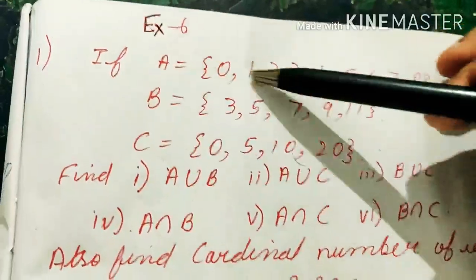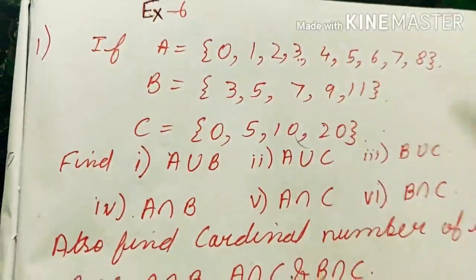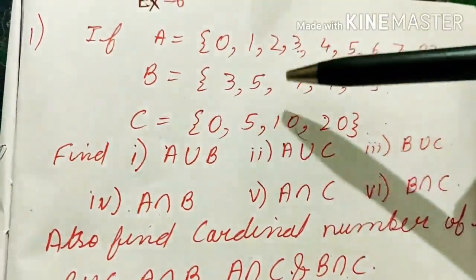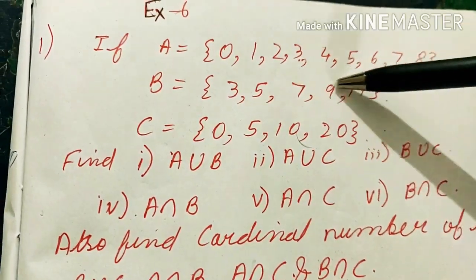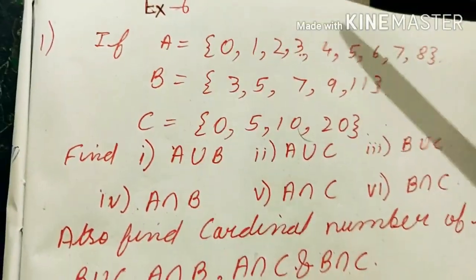In this exercise, our first question is that set A is given as 0, 1, 2, 3, 4, 5, 6, 7, 8. These are the elements of set A. Elements of set B are 3, 5, 7, 9, 11. Elements of set C are 0, 5, 10, 12, 10 and 20. This is given in the question. And what do you have to find?